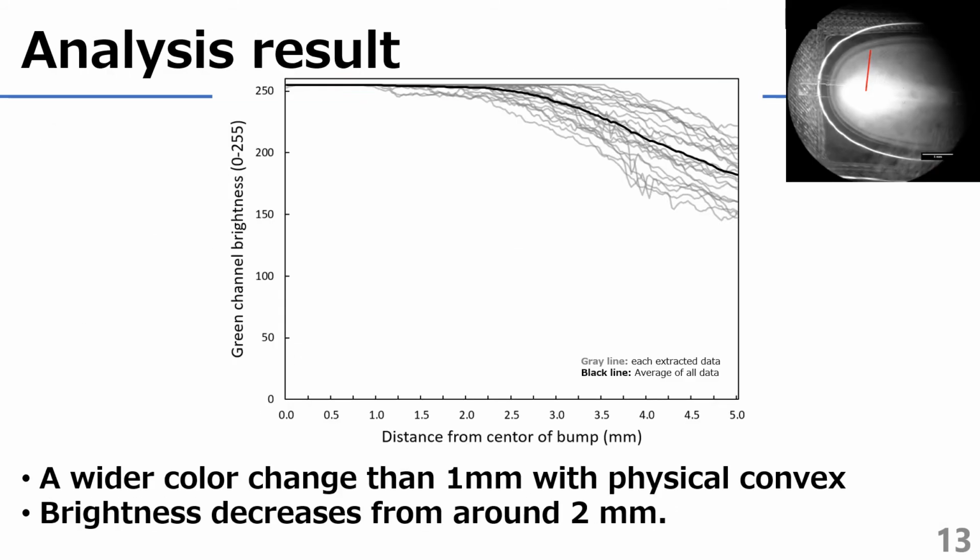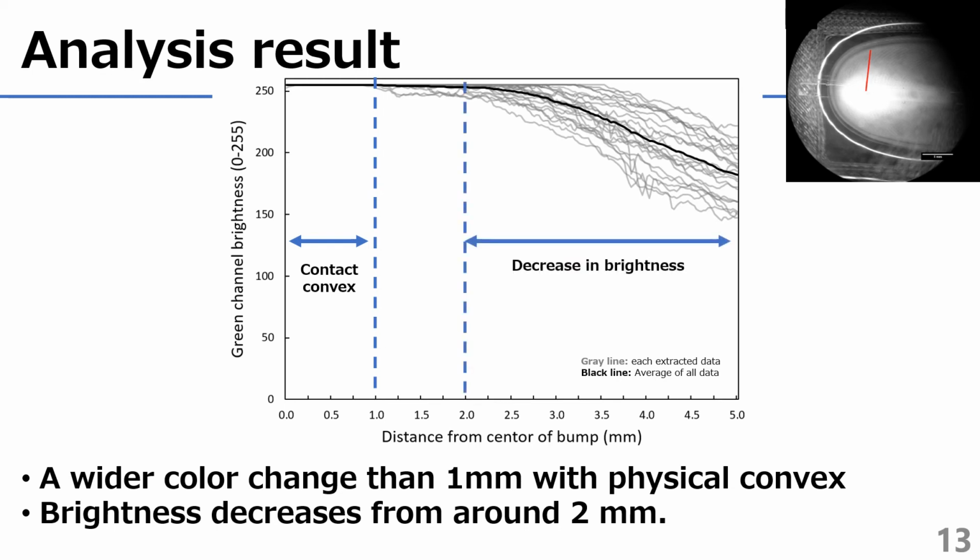This is the result of the analysis. The horizontal axis shows the distance from the center of the convexity as the origin, and the vertical axis shows the luminance value of the green channel. The gray line in the graph is the data extracted from each pressing, and the black line is the average value. This shows that the color change is wider than the 1 mm area of contact with the convex part. We also observed a decrease in brightness from about 2 mm. In summary, the color change was found to extend 1 mm from the edge of the contacting convex.